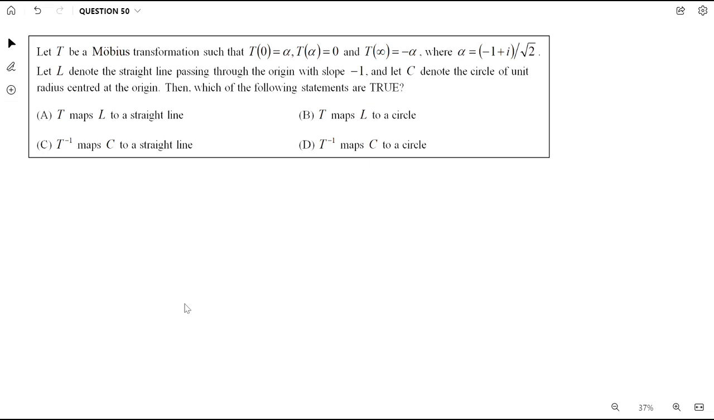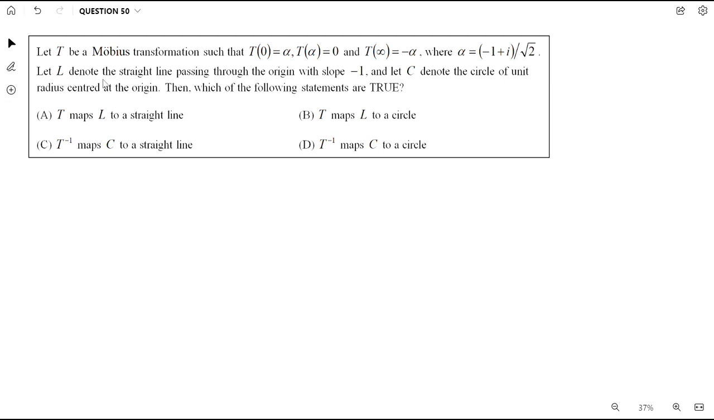Today we are going to solve question number 50 from GATE 2022. This is a complex analysis question. We are given a Mobius transformation T such that the images of 3 points are given. T of 0 is equal to alpha, T of alpha is equal to 0, T of infinity is equal to minus alpha, where alpha is (minus 1 plus i) divided by root 2.